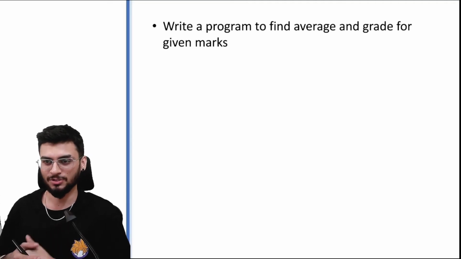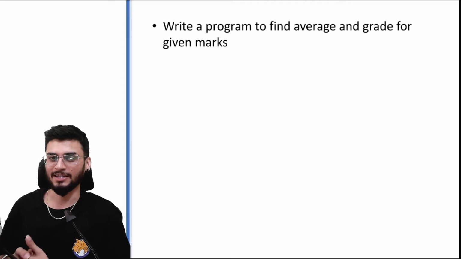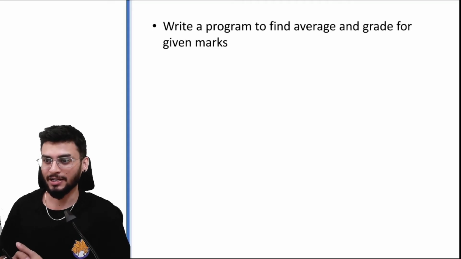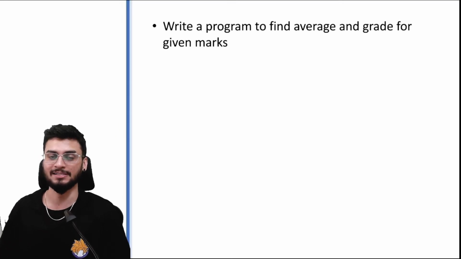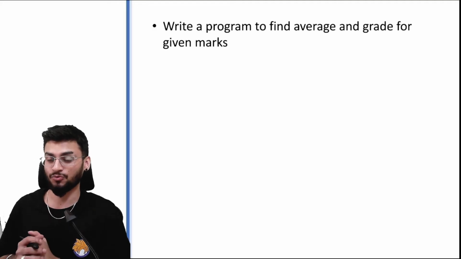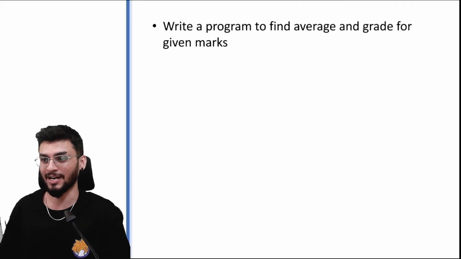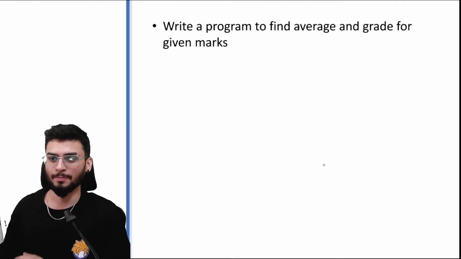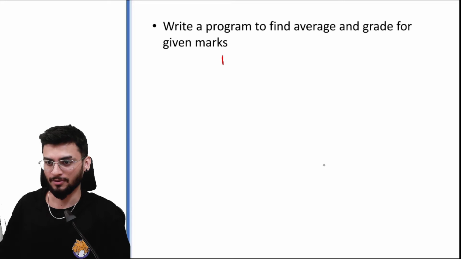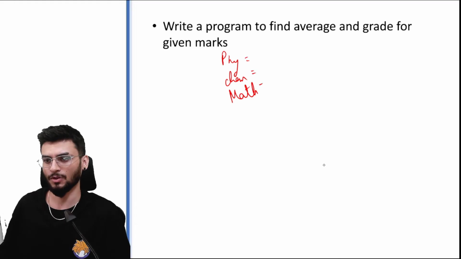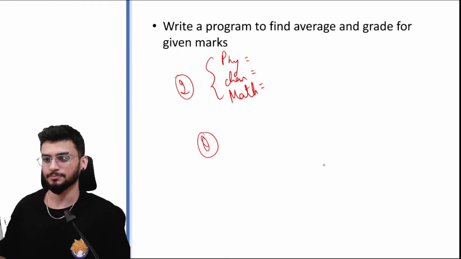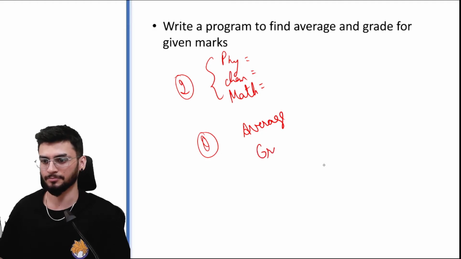Now we all study in schools, used to study actually. So we used to get our marks in mathematics, physics, chemistry. In our report card, we have a percentage associated, we have a grade, maybe it's A plus, maybe it's A, maybe it's B. So using this program, we want to find out what is the average score of the student and what is the grade that he's getting. So making it quite simple, let's just say we are taking physics, chemistry and mathematics marks from the user. This is your input. Your output would be your average marks and your grade.